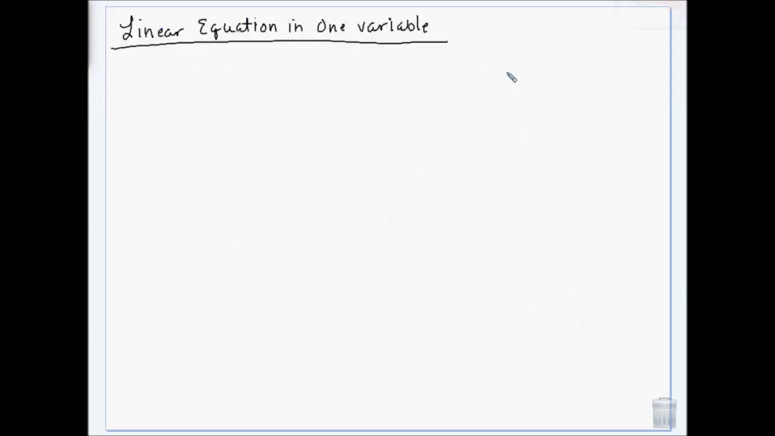We talked about a linear equation in one variable. You can have a linear equation in one variable or a linear equation in 2, or you can have a linear equation in 3, 4, etc. But they all have something in common. Okay, a linear equation is a straight line.